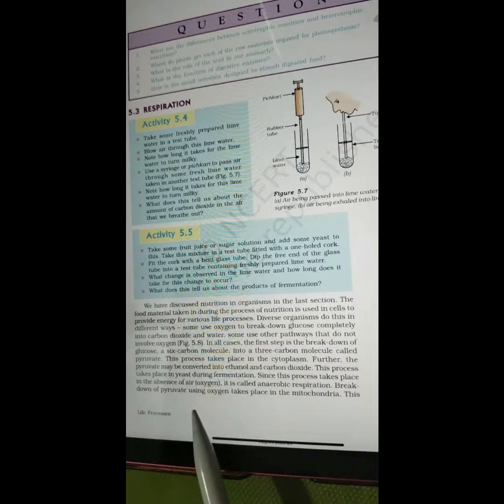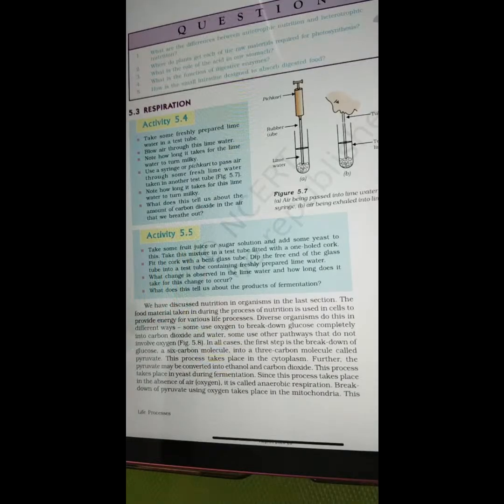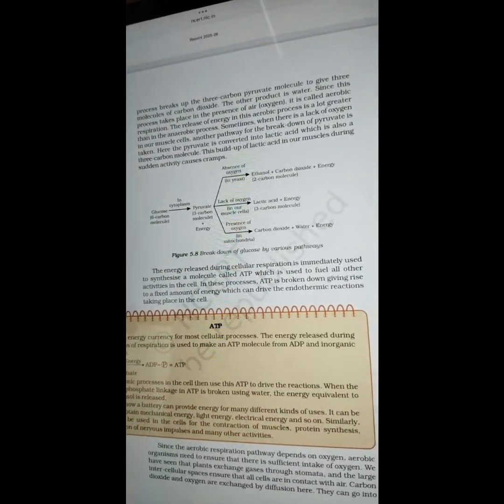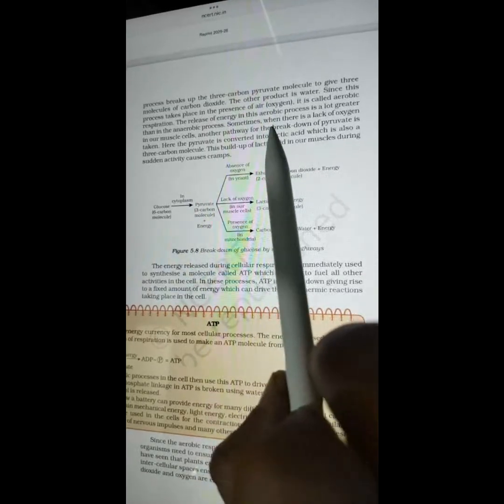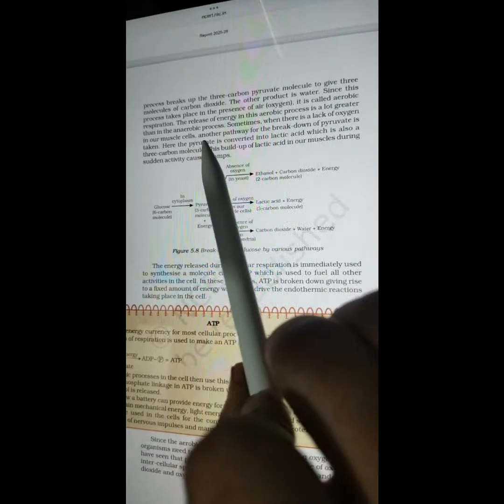Breakdown of pyruvate using oxygen takes place in the mitochondria. This process breaks up the three carbon pyruvate molecule to give three molecules of carbon dioxide. The other product is water. Since this process takes place in the presence of air or oxygen, it is called aerobic respiration. The release of energy in this aerobic process is a lot greater than in the anaerobic process.